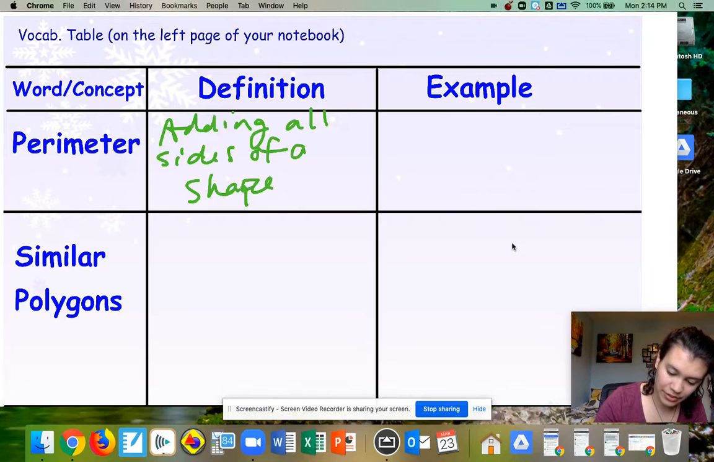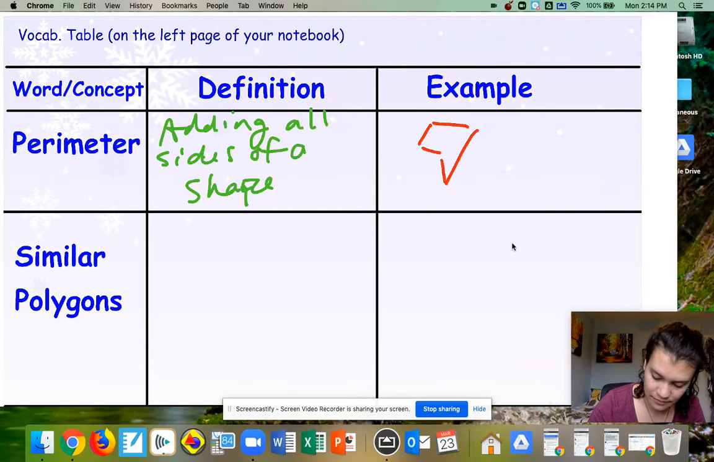So an example here, if I drew a shape, let's say something like this. Let's say this is 2, this is 3, 6, 4, and 4. Your perimeter would be adding all of those up. So your perimeter would be 19.